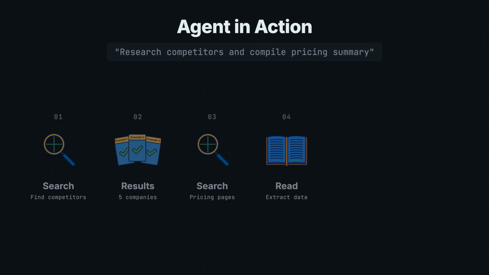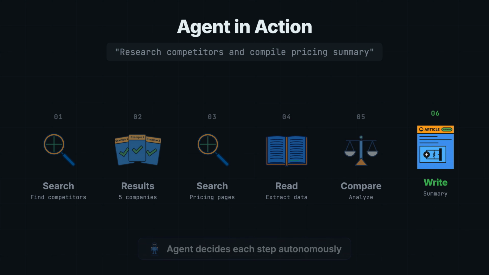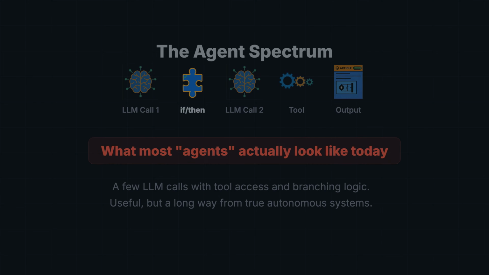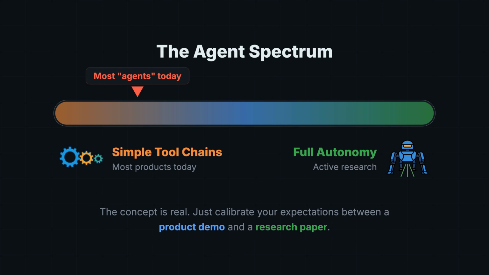Powerful in theory. An agent can autonomously research competitors, read pricing pages, cross-reference, and compile a summary, making decisions at each step. But honestly, most products using the word agent today are a few LLM calls with tool access and branching logic. Useful, but a long way from true autonomous systems. That's still an active research frontier. The concept is real, just calibrate your expectations between a product demo and a research paper.